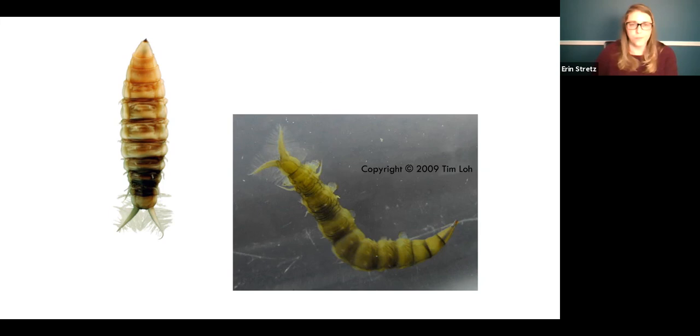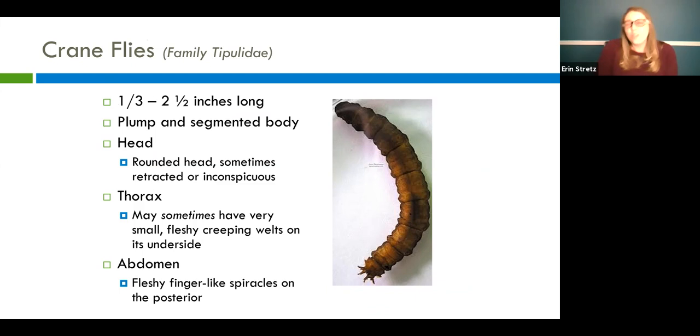Crane flies are another type of fly. They're more rounded than the water snipe. They're a little bit juicier, I guess. They're more caterpillar-like. So they have that rounded head up top. And just as with the water snipe fly, they can have a head that sort of pokes out, or they could have it sort of retracted into that first thoracic segment.